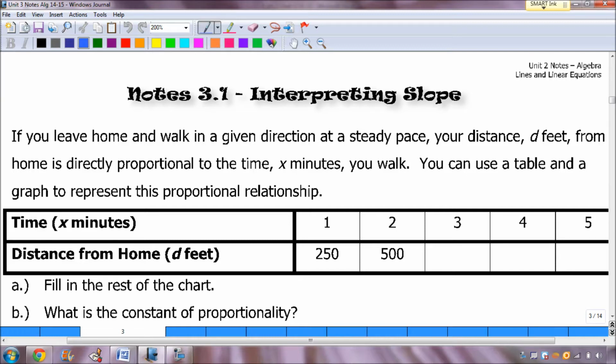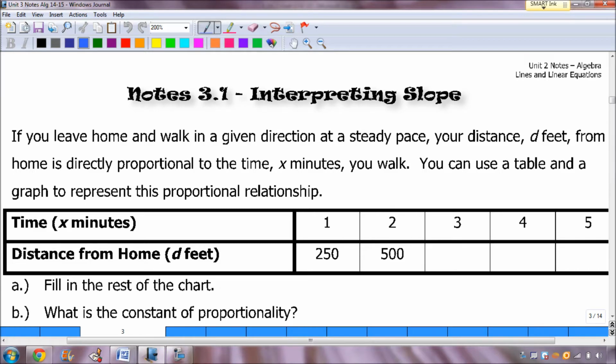If you leave home and walk in a given direction at a steady pace, your distance, which is measured in d feet, from home is directly proportional to the time, which is measured in x minutes, that you walk. You can use a table and a graph to represent this proportional relationship. Proportional relationships is not something new that you have learned. You learned it in 7th grade last year. So let's fill in our information right here.